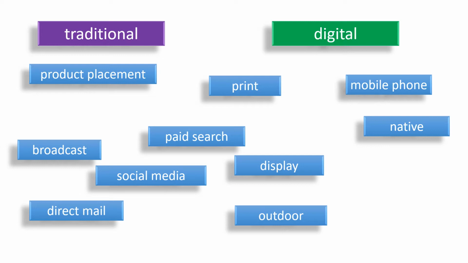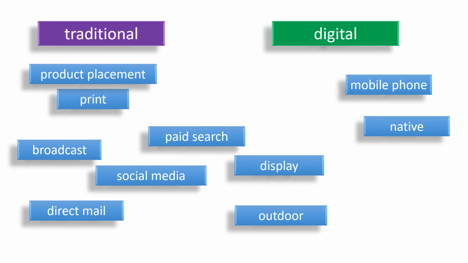Have you ever watched a TV show or a film where everybody drinks one type of juice or all the people drive, for example, a Ford? That is product placement advertising. It's not direct, but in a context of a show or a film. Print advertising is in a form of leaflets or flyers, brochures. It can be also in newspapers or magazines.